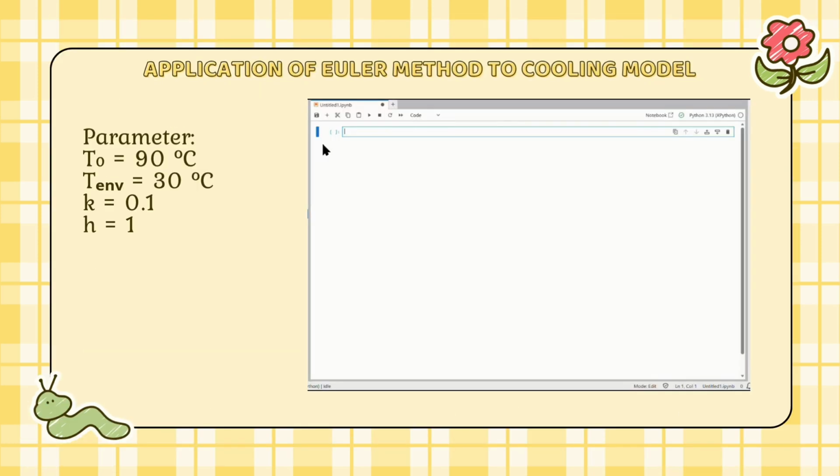For example, suppose the initial temperature is 90 degrees Celsius, the ambient temperature is 30 degrees Celsius, and the step size is 1 minute. Using the Euler method, we can compute the temperature step by step and obtain an approximate temperature at each time.